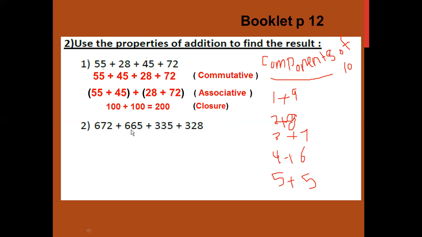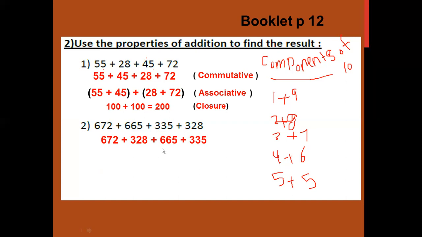672 plus 665 plus 335 plus 328. I search for the components of 10. What are the components of 10? 2 in units with 8 in units. 5 in units with 5 in units. So I will make a change between 328 and 665. Okay, I will get 328 next to 672, to be 672, 328, and 665 and 335.